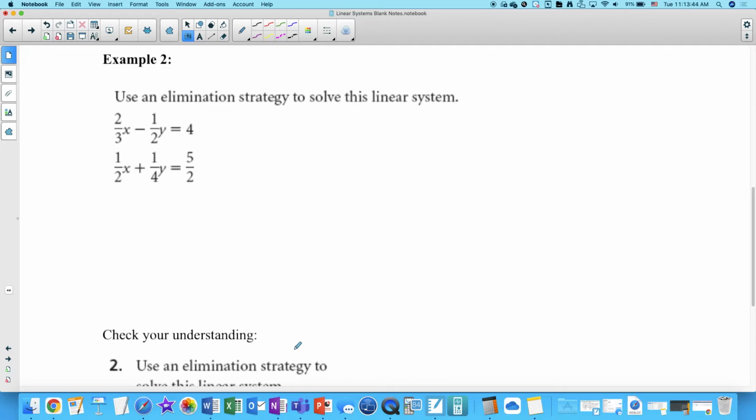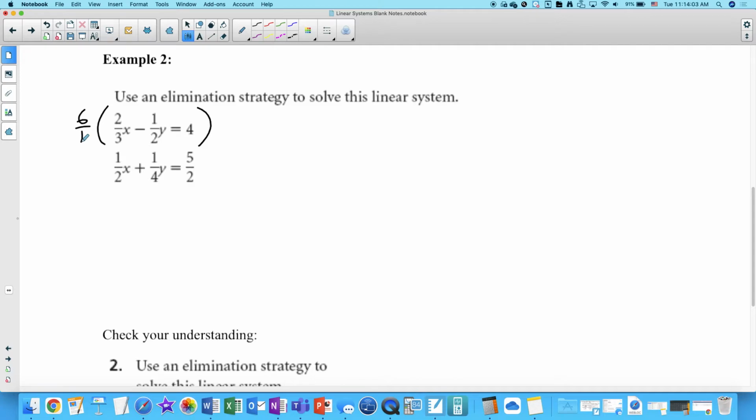What could we multiply this equation by so that the 3 and the 2 both cancel? 6, exactly. We can multiply it by the least common denominator. And I'm actually going to make it 6 over 1 just because we're doing fraction multiplication. And then the 3 and the 2 should cancel.